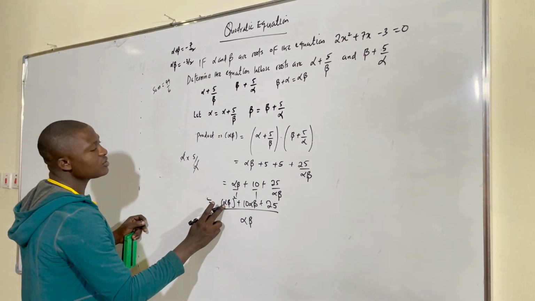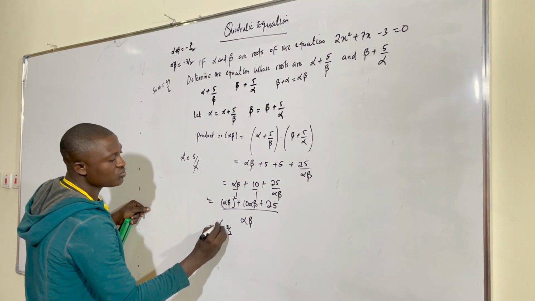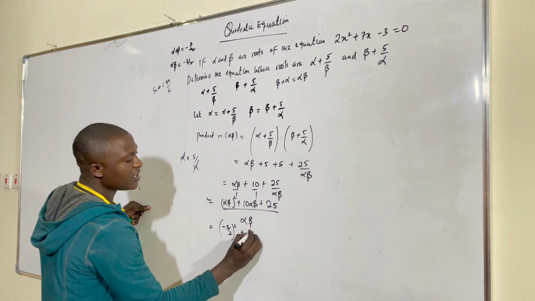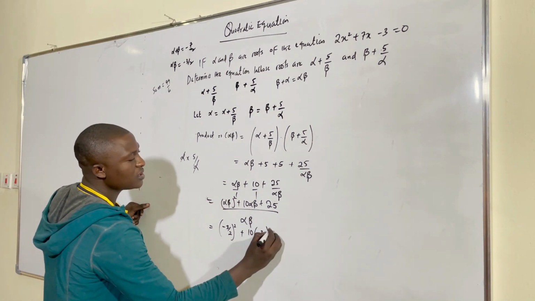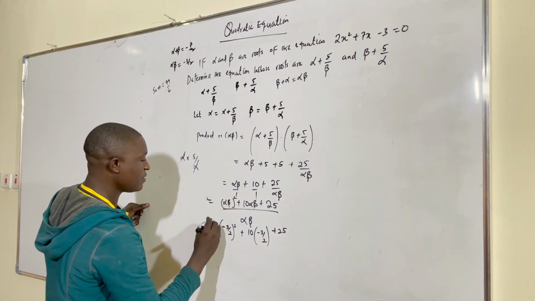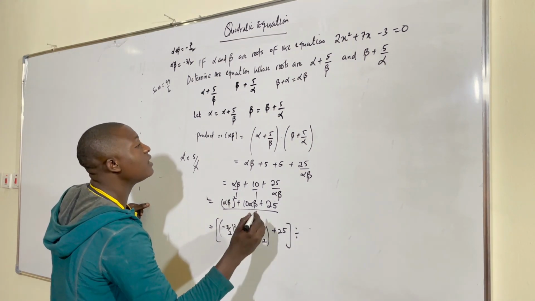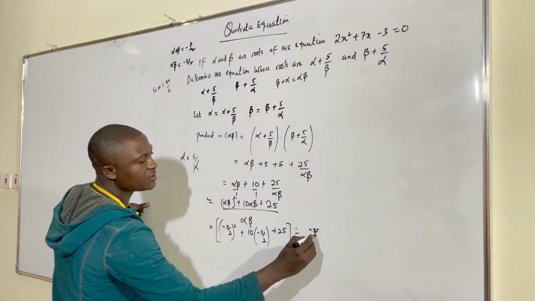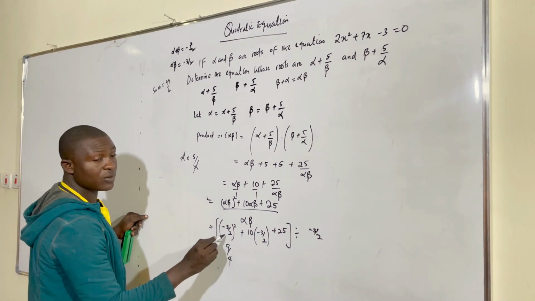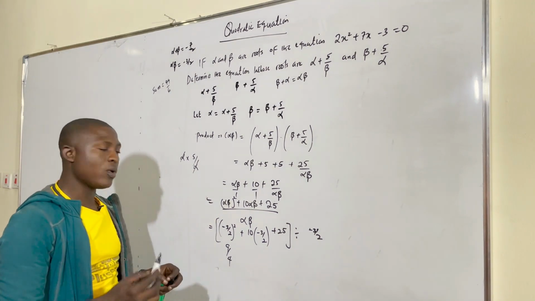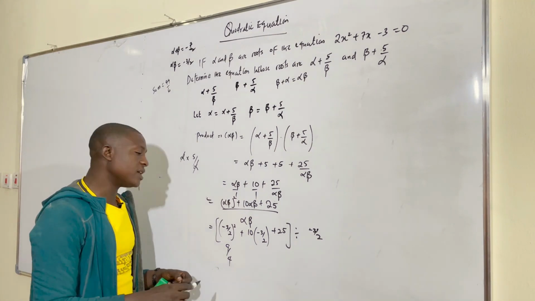So I know my alpha plus beta. Alpha beta is minus 3 over 2, all squared. 10 alpha beta is again minus 3 over 2, then plus 25, all divided by alpha beta, and alpha beta is also minus 3 over 2. So now, if I square this one, that is going to be 9 over 4. That is minus 3 times minus 3, that is 9, 2 times 2, that is 4.